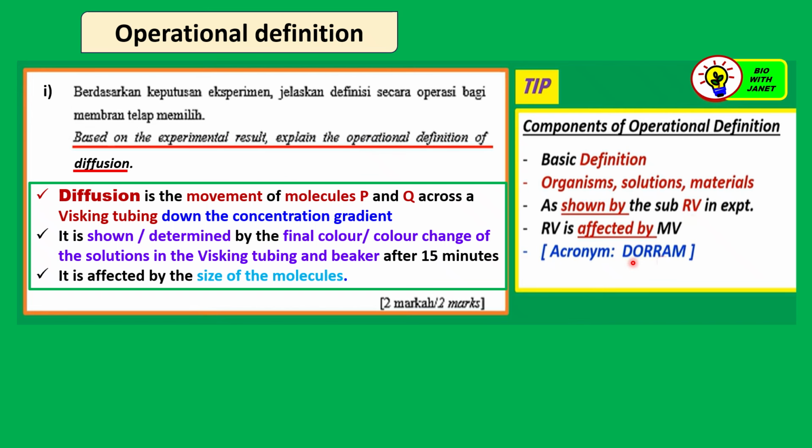So remember the acronym DOREM. D for that basic definition, O for organisms, solutions, materials, R for is shown by the RV, the sub-RV in the experiment, not the main RV, the sub-RV. And then RAM is for RV affected by MV. Right, that's all for this lesson.